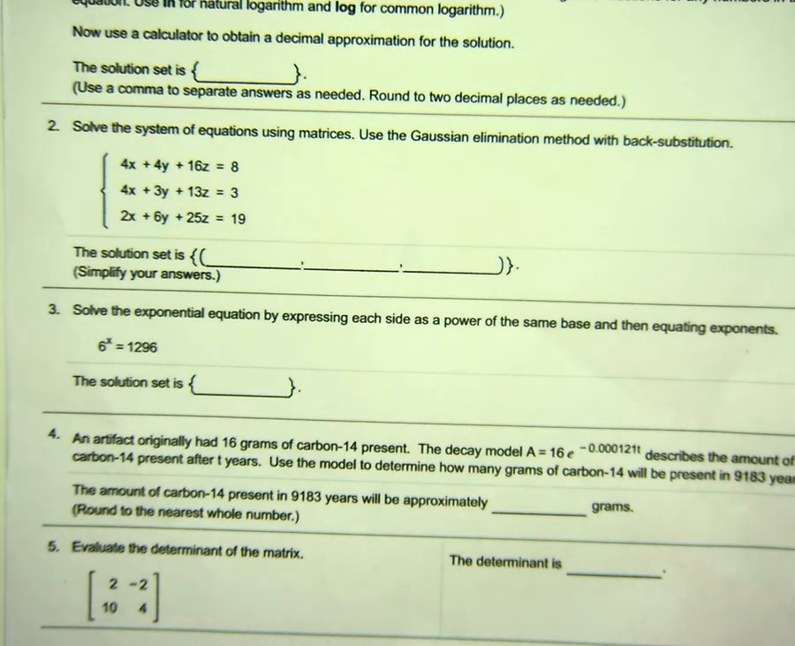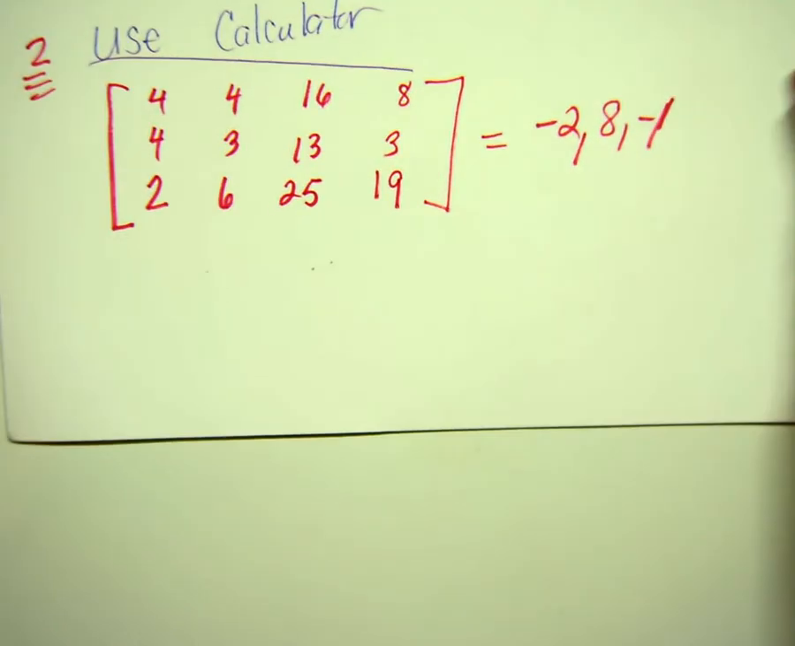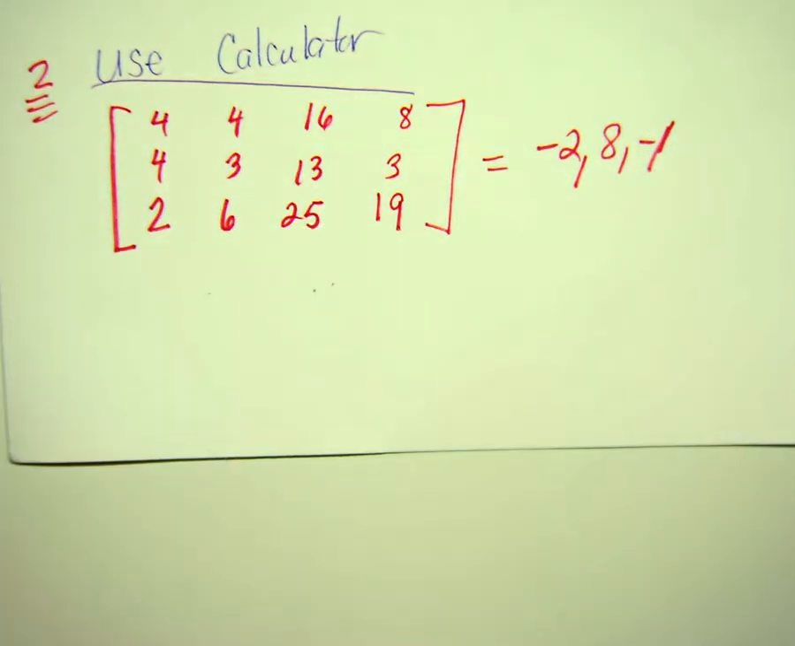So notice the matrix right here. You have 1, 2, 3 rows and 1, 2, 3, 4 columns. Look at all of your numbers very carefully. I'm going to rewrite your numbers now in that form. Notice how you have your 3 rows and your 4 columns. This is your solution set: -2, 8, -1. But let's use our calculator to determine how we did that.